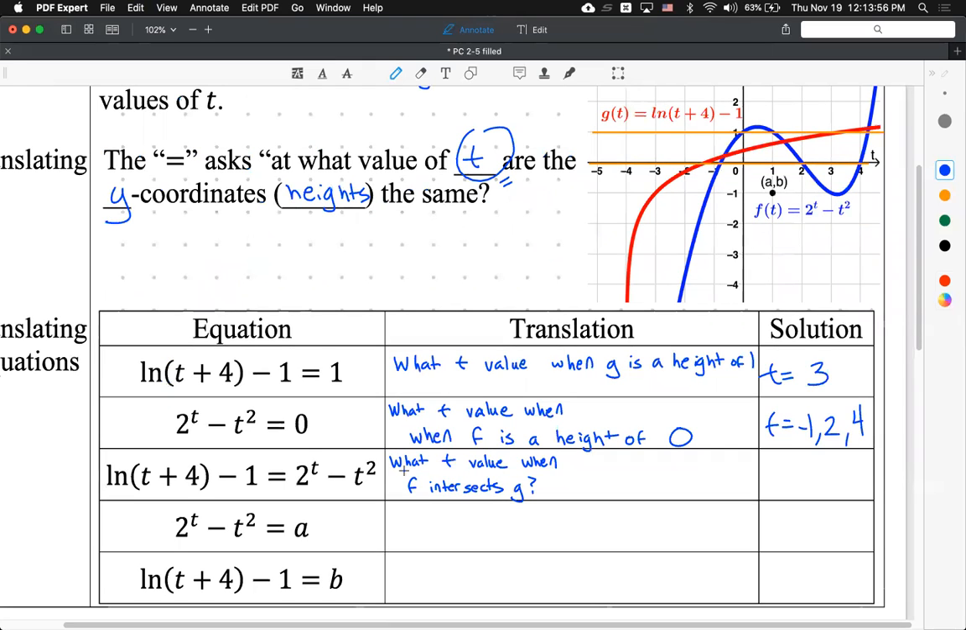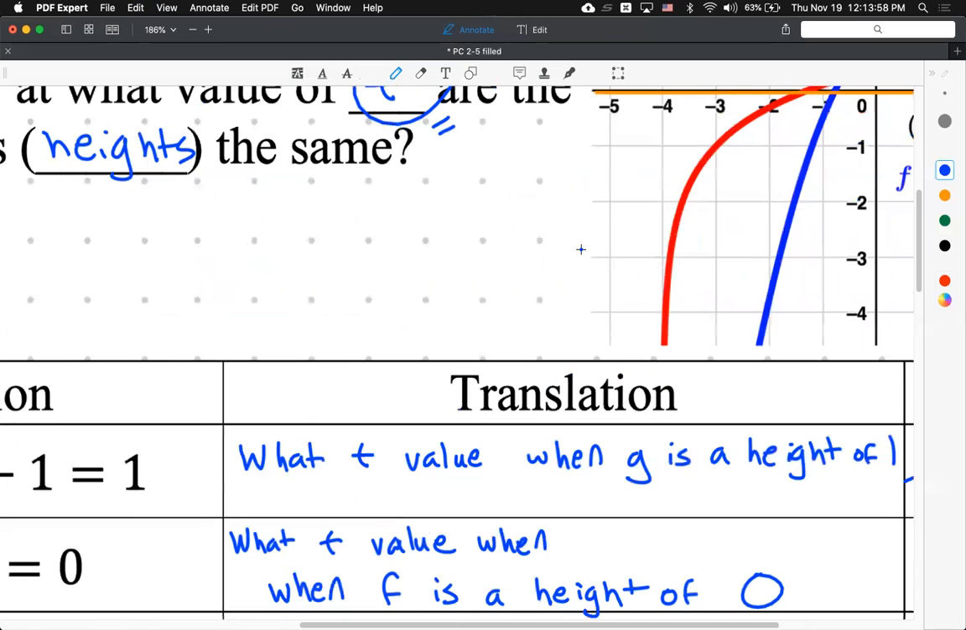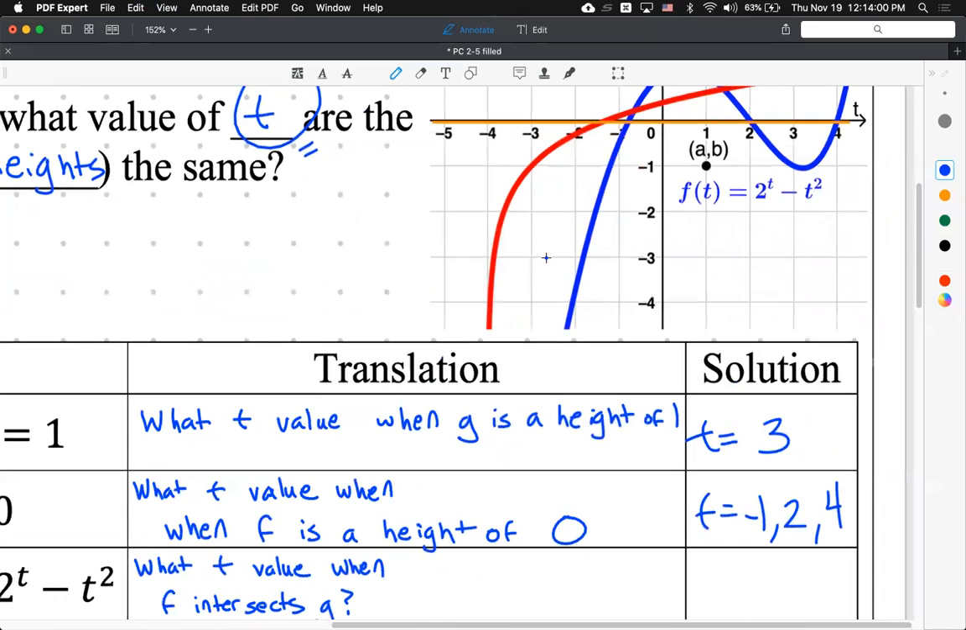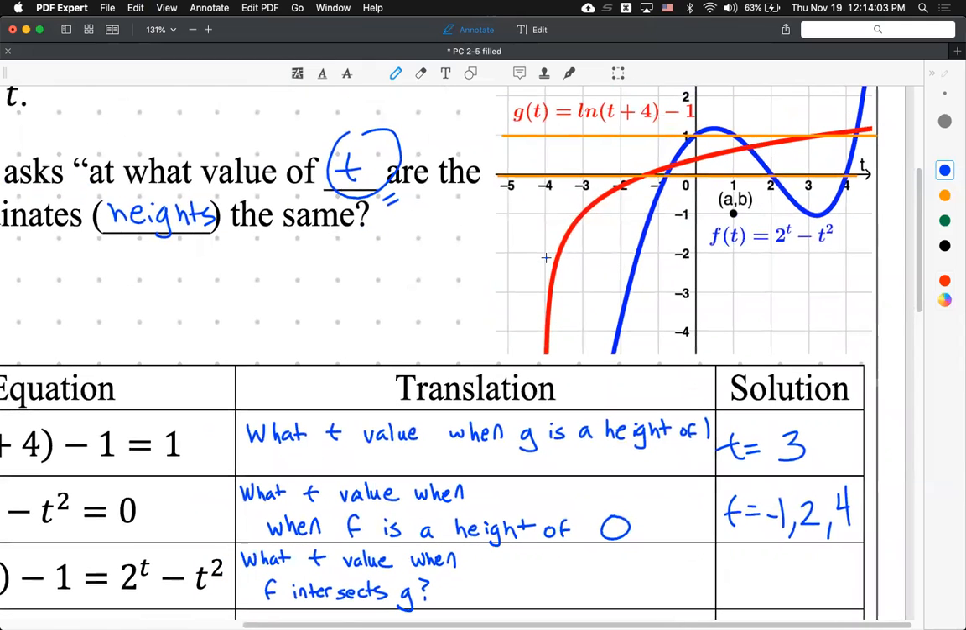So I come back up to our graph. I can zoom in a little bit. If I look at my graph, where do they have the same height? Where do they cross each other? Well, they cross 1, 2, 3 times. The red and the blue have 3 intersections. So again, I should have 3 t values. I come down here and say, okay, therefore t is equal to the following 3 t coordinates. What are those coordinates approximately?